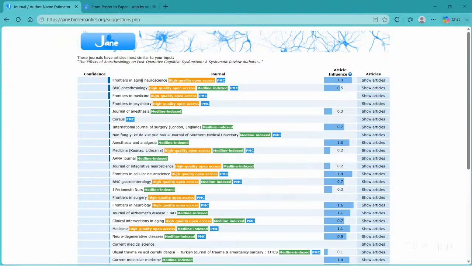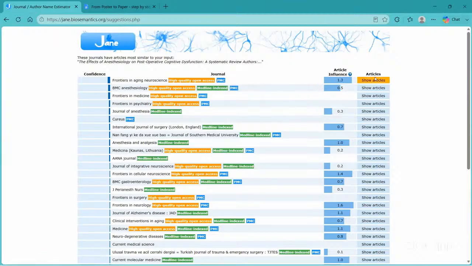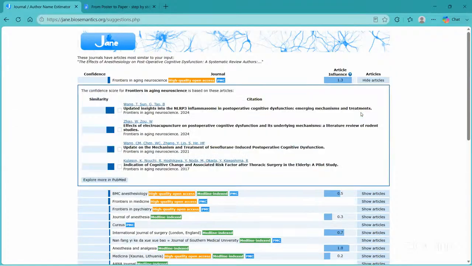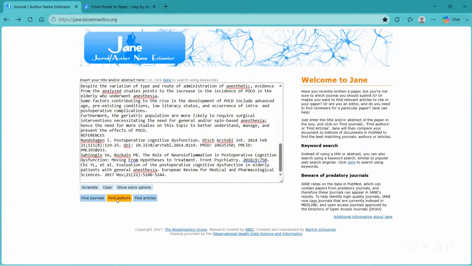So, for example, we have Frontiers in Aging Neuroscience, a journal that is found in PubMed, and it's high quality and open access. And then you can go and see the articles that are similar to yours that have been published in this journal, and their citation. And then you can click on each one and just read through it. But what you're trying to do here the most is find the journal that is likely to publish your work for you.